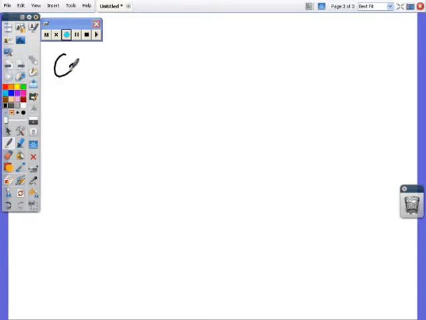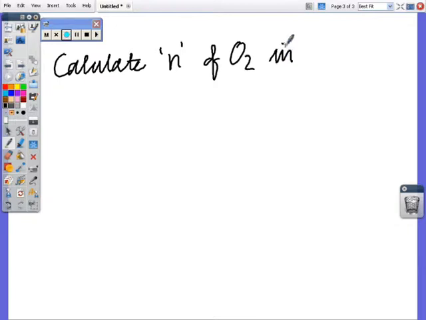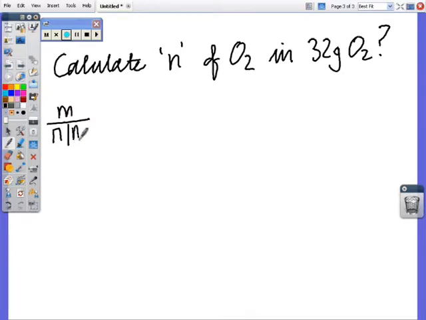So moving on. What we're going to do first of all are a few sample calculations, and then we will hand over to you to do a few. So we're going to calculate n, which is the number of moles of oxygen in 32 grams of oxygen. The examiner has given us the mass of oxygen that we have. We've got to use the equation, which if we remember is n, number of moles, equals m, which is mass, divided by Mr, which is the relative atomic mass.